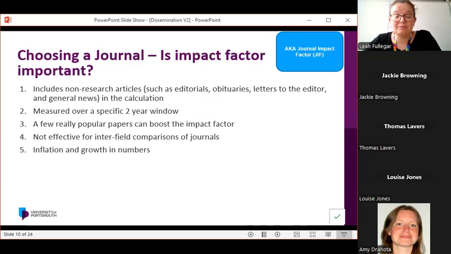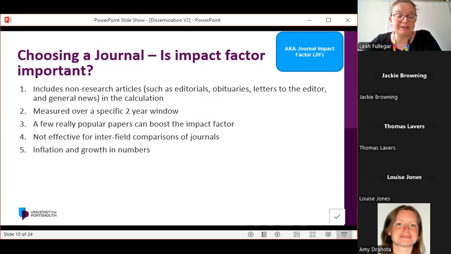Additionally, not all papers are cited equally. If one journal has a paper that's cited 100 times and then 50 papers that aren't cited at all, then that's going to skew the impact factor. It also doesn't account for interdisciplinary differences. So as I said before, it's kind of difficult to assess whether one journal in psychology is more impactful than a journal in biomedical research, for example.